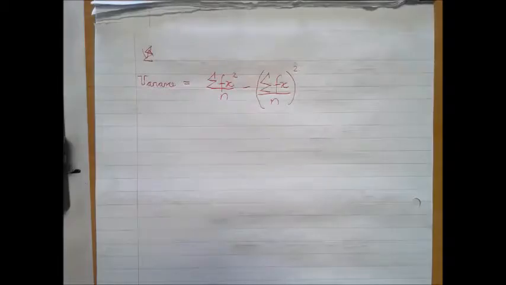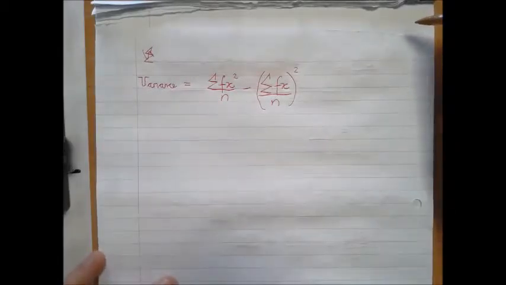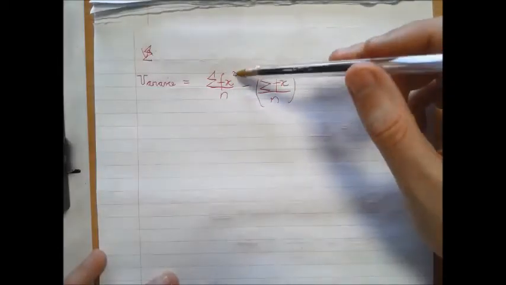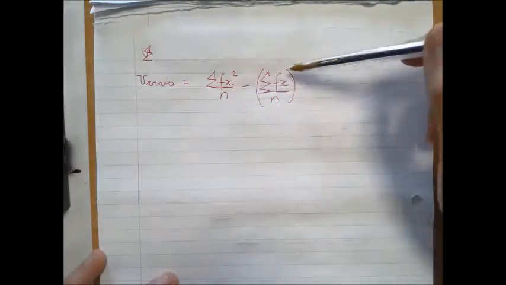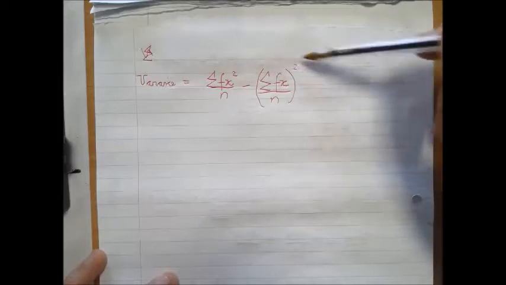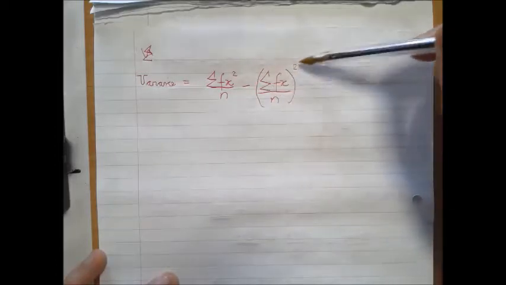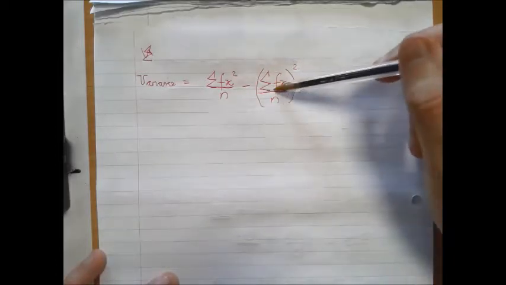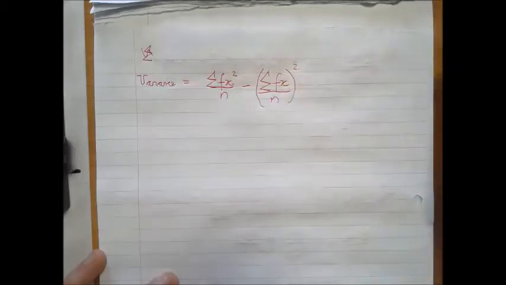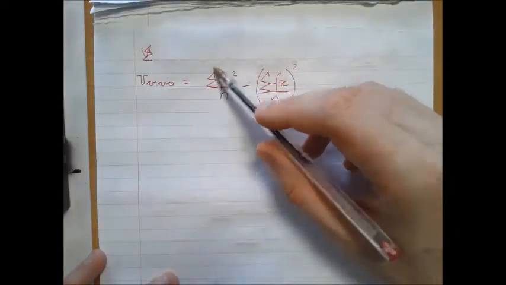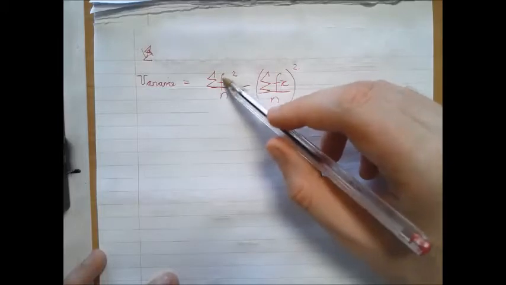Continuing part A, we're after finding the value of C, and we want the variance. Now the variance is the sum of fx squared over n, minus the sum of fx over n, all squared, which means the mean squared. We worked out this value previously, so we also need to obtain the sum of fx squared.